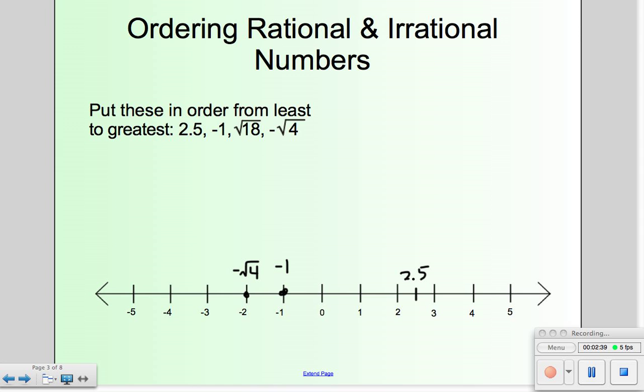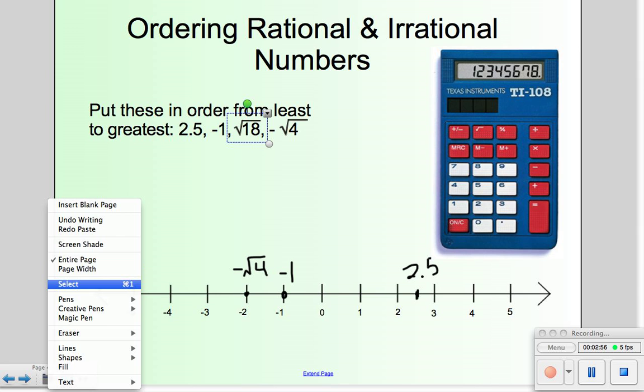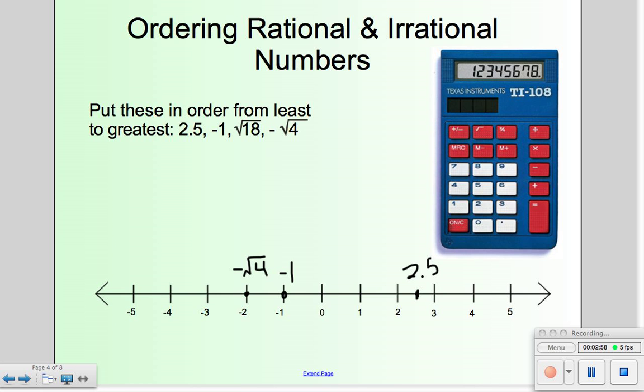How are we going to figure that out, where that goes? Well, let's use the go-to tool for answering questions about what the value of something is when we don't want to compute it in our head or on a piece of paper with a pencil. What would that be? That's right, your calculator. So let's take a look at the calculator to figure out what exactly the square root of 18 is.